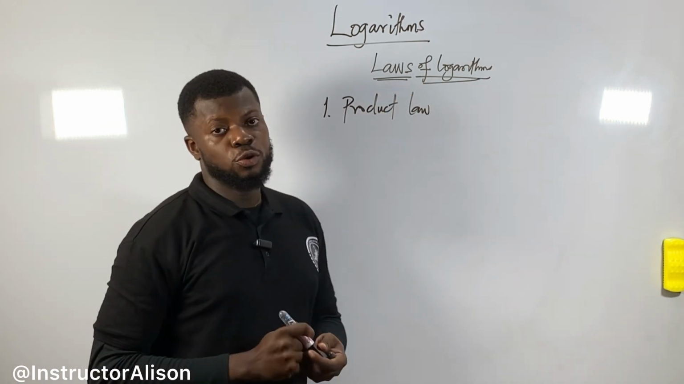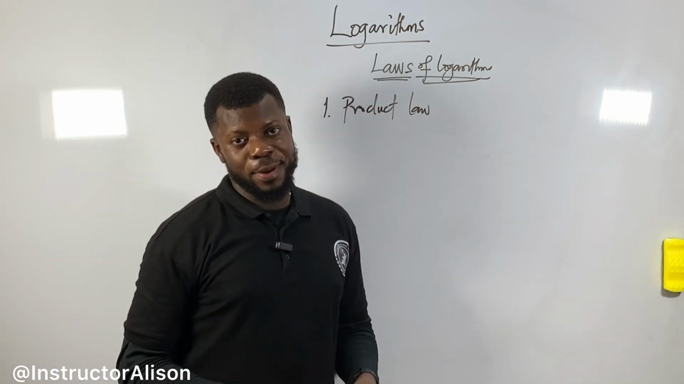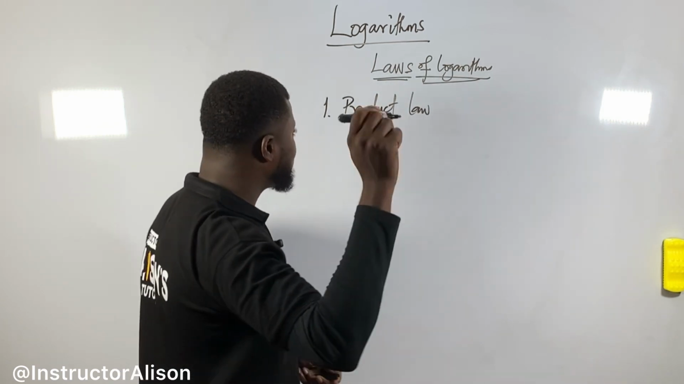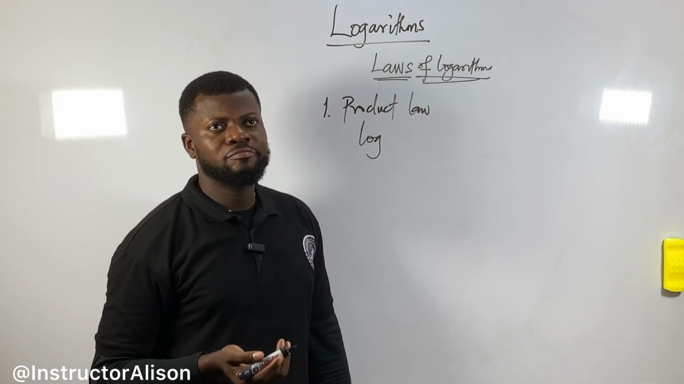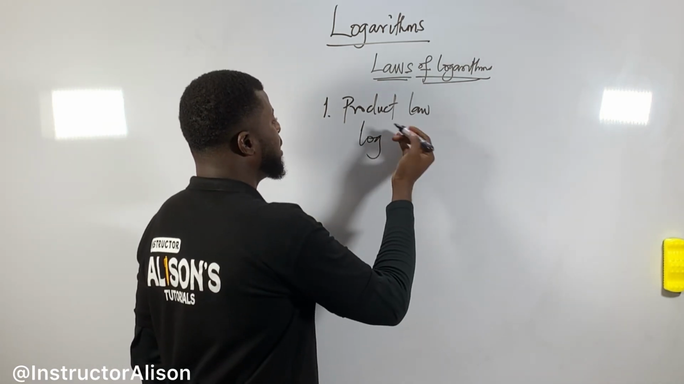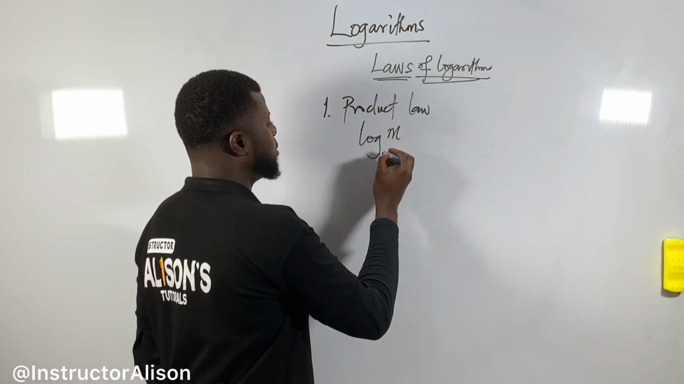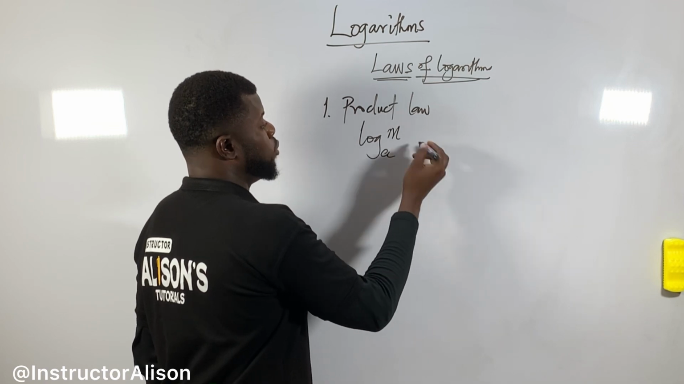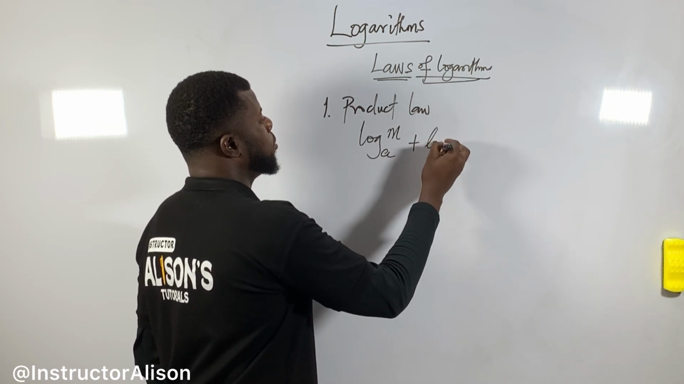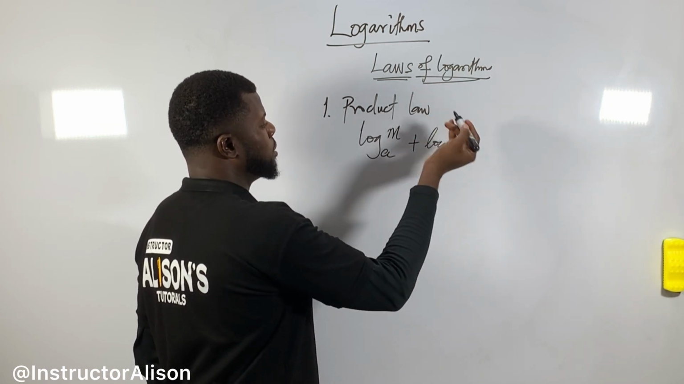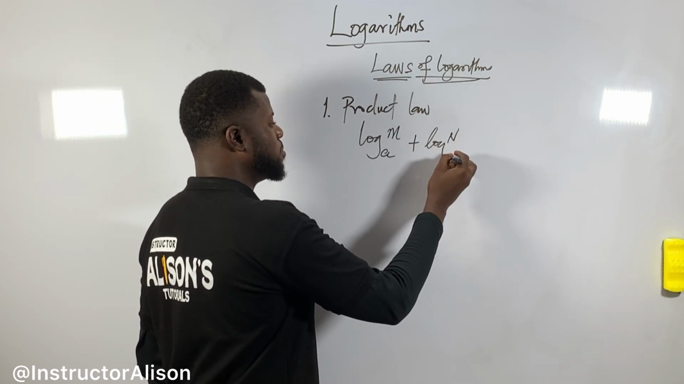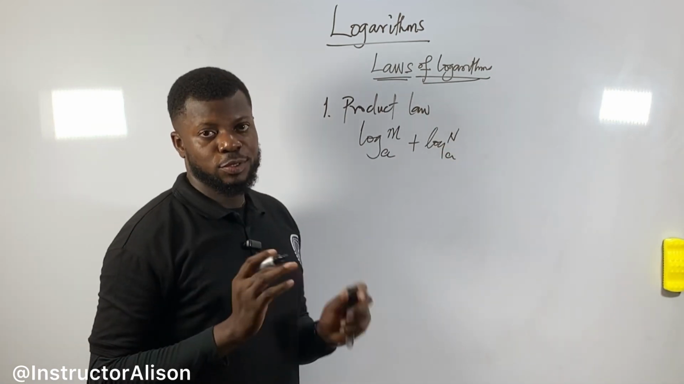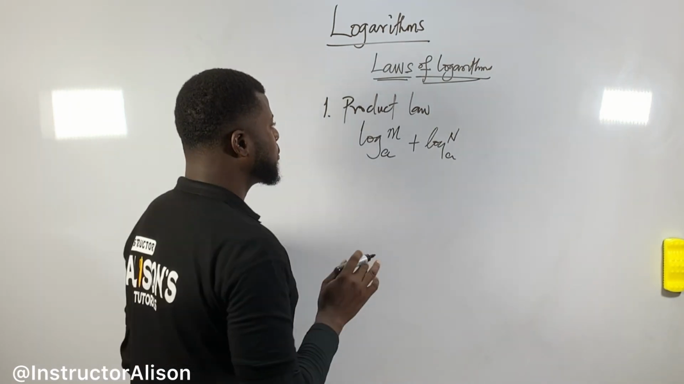If you wan call am product law, know am. If you wan call am multiplication law, know am. Wetin the law dey talk about? The law say if you get log, make we use different alphabet of variables. If I get maybe log m to base a plus log, wetin we use? If we use n to base wetin? Make we use same a because we dey deal with product law.